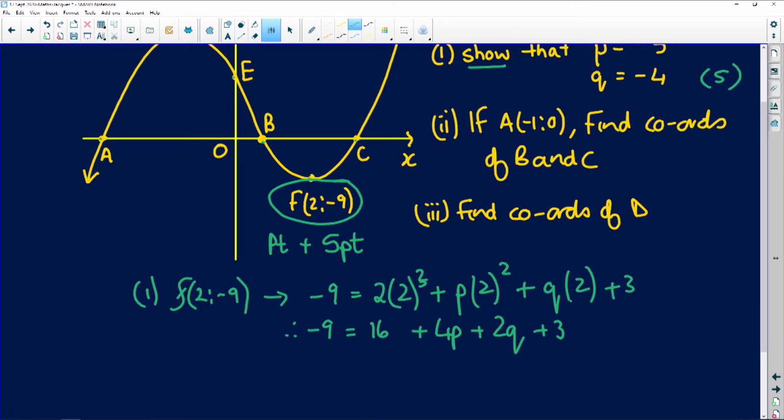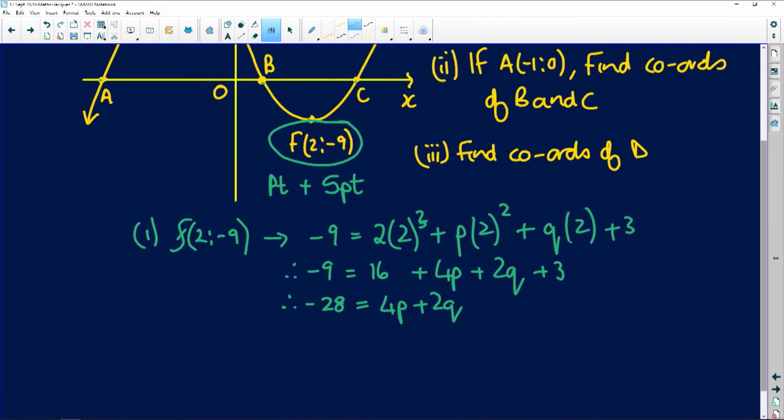16 plus 3 is 19. If I kick that over, it's minus 19. So I get minus 28. A little bit of arithmetic there is 4p plus 2q. And if I look carefully, I can see everything here is even. So I can divide by 2. 2p plus q is then minus 14. And there's our first equation.